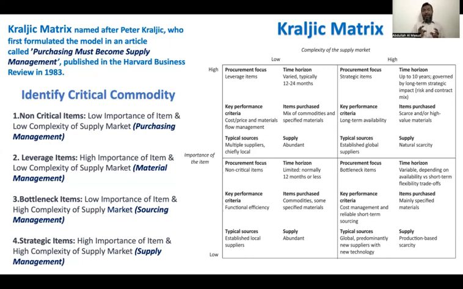So this kind of item, in this category or focused area, is known as a bottleneck item, or the items or commodity items can be named as bottleneck items. So what these bottleneck items are focused on: low importance of items and high complexity of supply market. So here we need to do the sourcing management. Previously we looked at non-critical, where we had purchase management. For leverage we had material management, and for this bottleneck item we are doing the sourcing management.